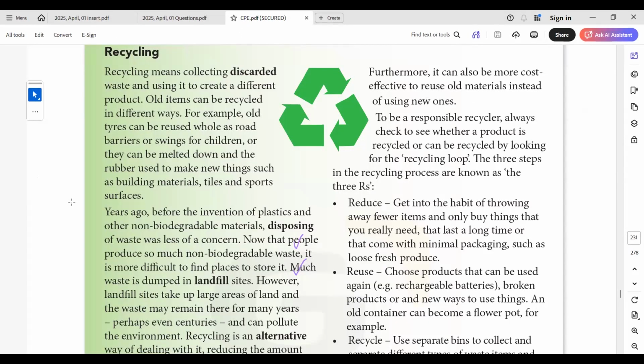Now we have a text, and we will be checking some of the uses of the commas in this text. If we read together, recycling means collecting discarded waste and using it. We don't have any commas here until this comma. For example, comma. So let's work together. What is the use of this comma? Think about it. If you need more time, you can pause the video to think. What is the use of this comma?